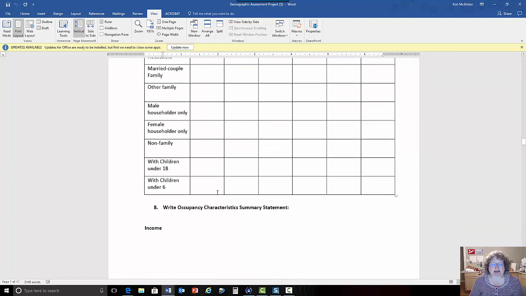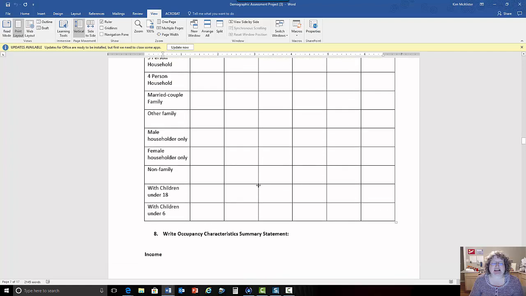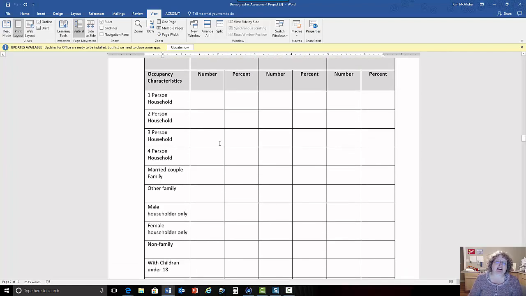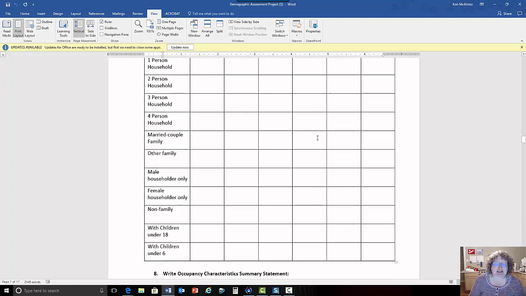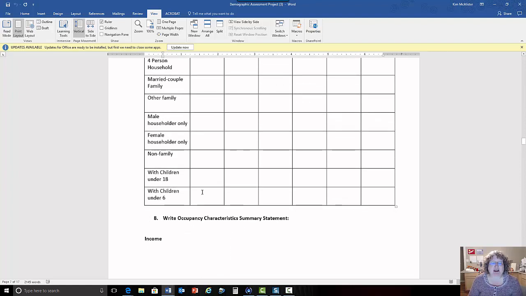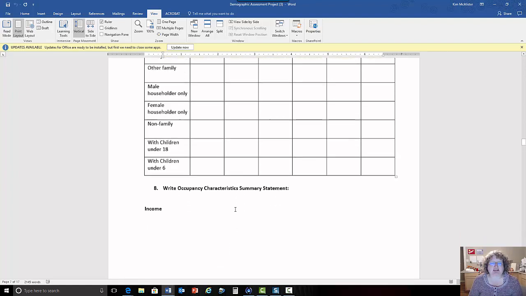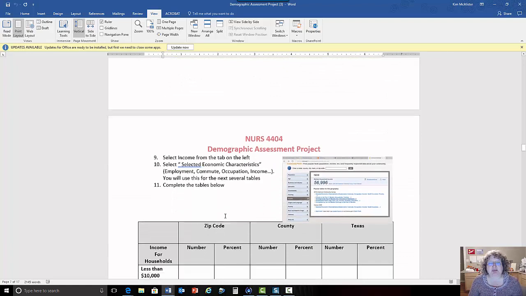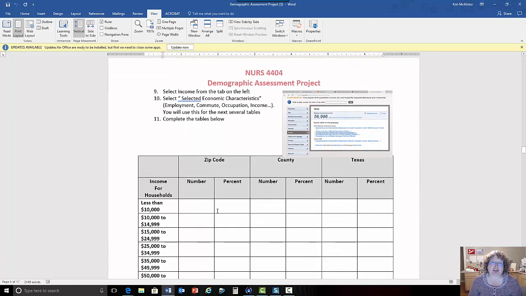And then you'll complete that. So then write a summary statement about the occupancy. It could be something like, there are a lot of single people living in this community. There are a lot of married couples. There may be a lot of female householder only. How many have children under 6? All of these things are important when you are considering the health of a community and also the needs of a community. You're going to be amazed at how much information you can find if you've never done this before.